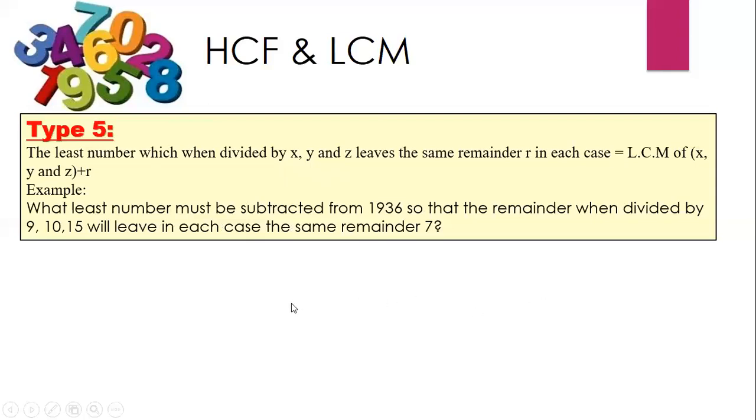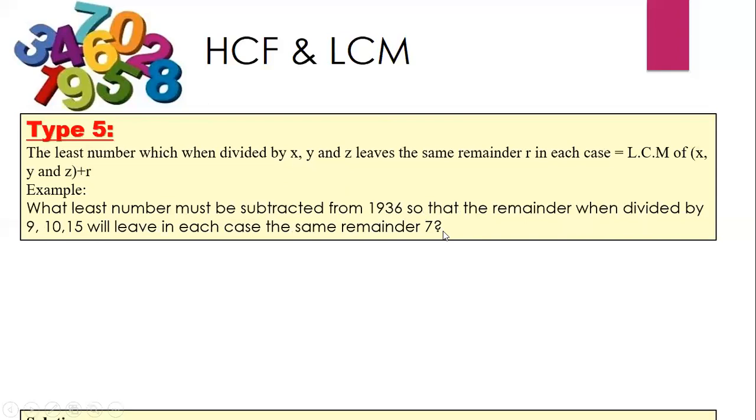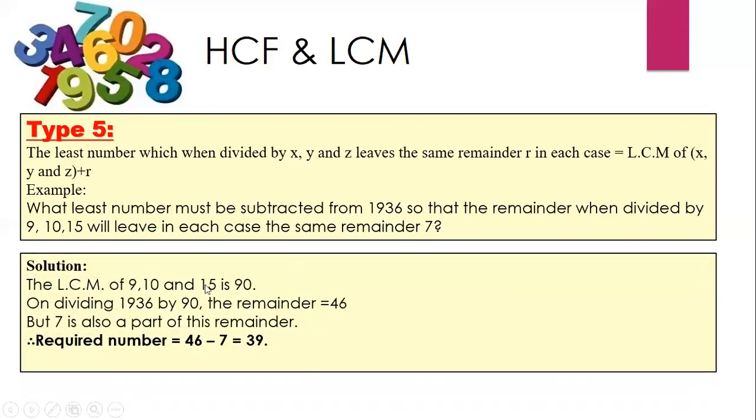For example, what is the least number that must be subtracted from 1936 so that when divided by 9, 10 and 15, it leaves in each case the remainder 7? So now we need to find the LCM of 9, 10 and 15. We know it is 90. On dividing 1936 by 90, we are getting remainder 46.